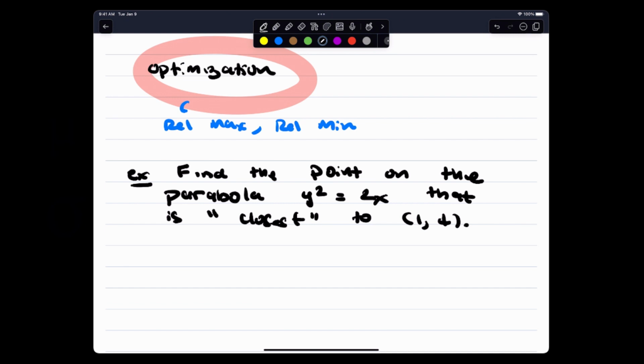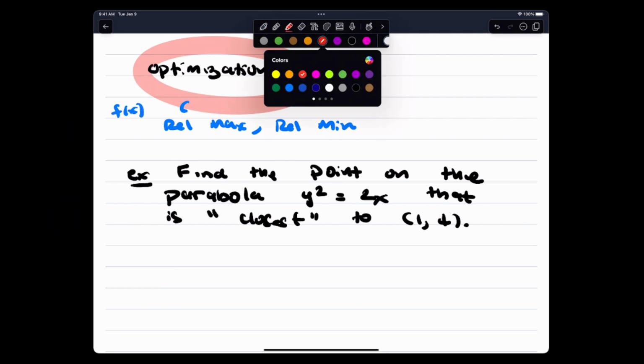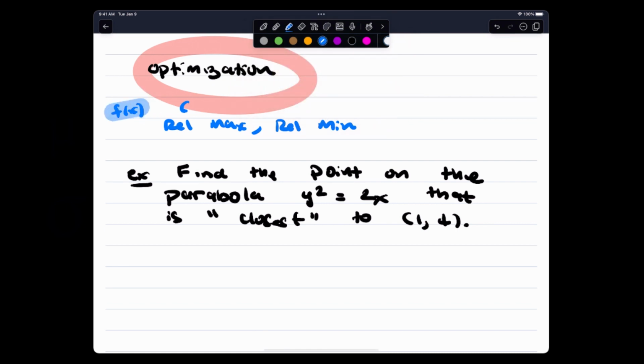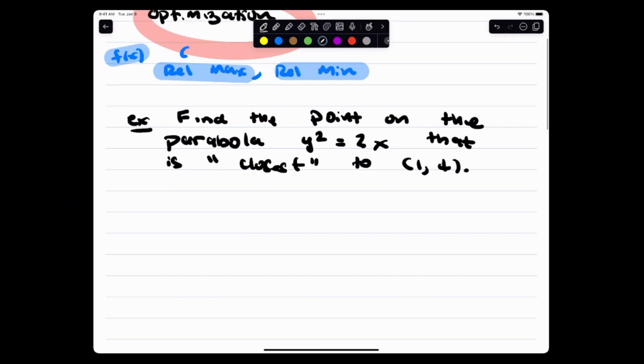Okay. So let me give you guys the idea behind optimization. You're really going to create a function, f of x, where you're really going to find the relative max or relative min. So you create that function, you're going to find either a relative max or relative min. That's what they mean by optimization. You'll see what I mean by that example. Let me make sure I make this kind of clear for you. Y squared is 2x. Believe it or not, that's a parabola.